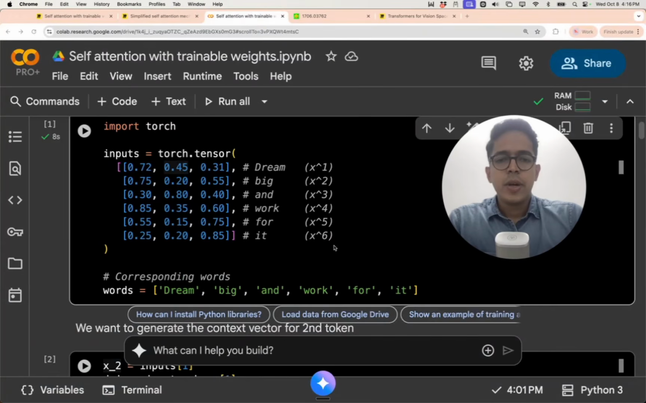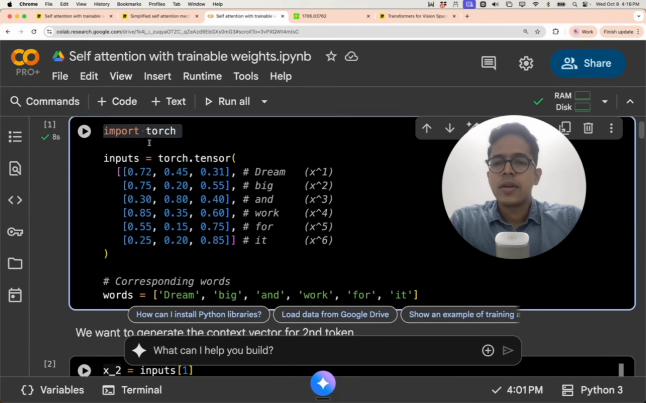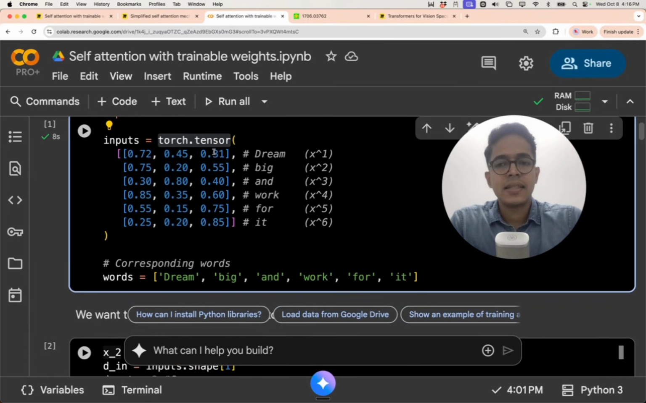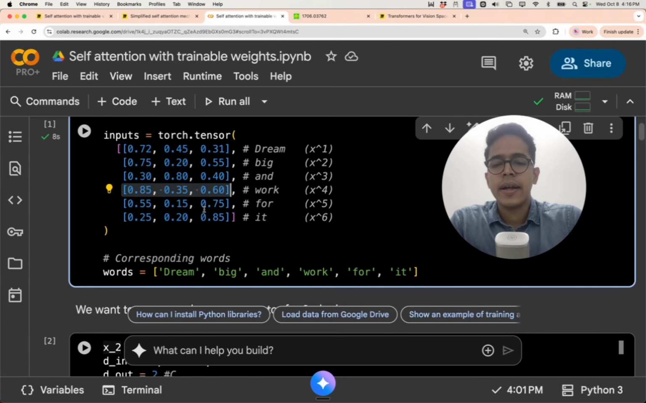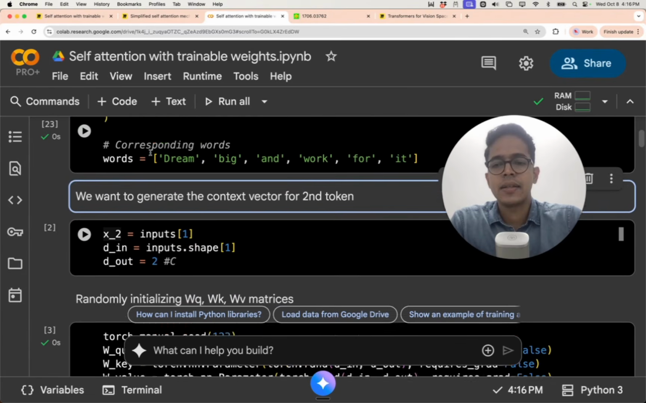So this is my new input sequence, dream big and work for it. So there are 6 numbers in my sequence, but my input dimensionality I'm still keeping as 3 dimensions, so it's easy to plot. I'm using PyTorch so that we can construct these tensors. So this is corresponding the input embedding of dream, big, and work for it, right? So these are the words. Let's just run this so that it's initialized.